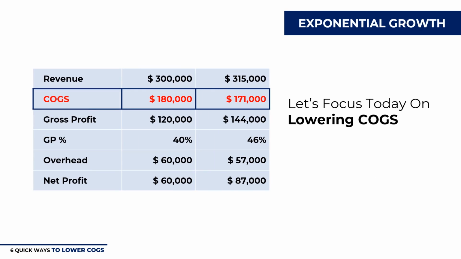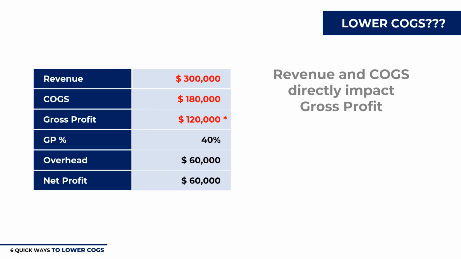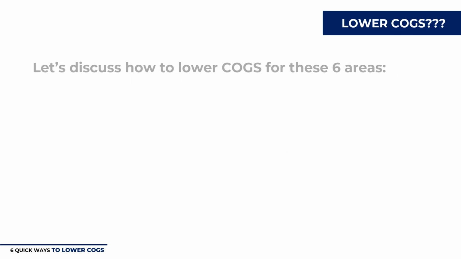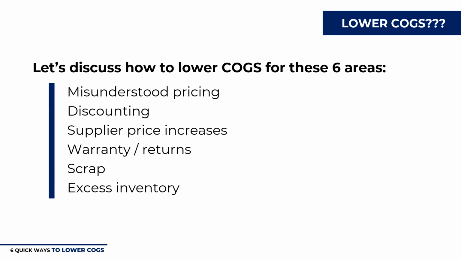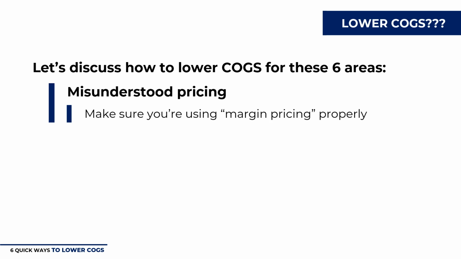This is an extremely important area to really delve into. Why? Well, both revenue and COGS directly impact your gross profit, and your gross profit pays your overhead and is responsible for generating profit in your business. Today, we want to show you your options for overcoming these 6 factors, and in the process, lower your COGS and increase your profits. Factor number 1 involves misunderstood pricing. Make sure you're using margin pricing properly.